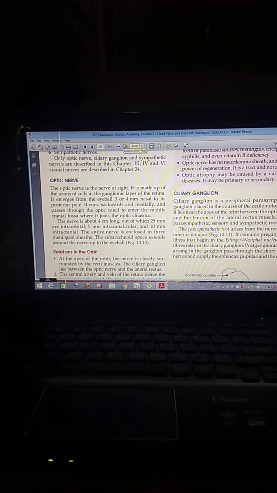The optic nerve is the nerve of sight. It is made up of the axons of the cells of the ganglion layer of the retina. It emerges from the eyeball 3 to 4 mm nasal to the posterior pole.